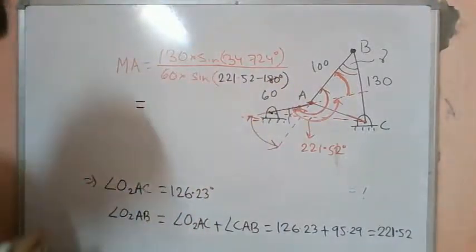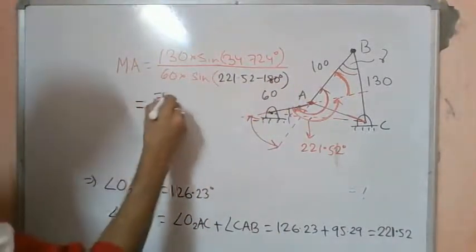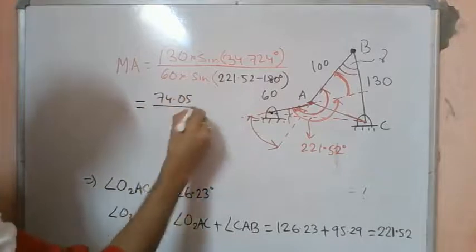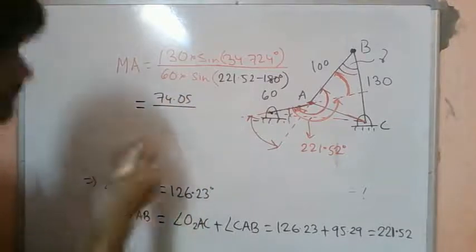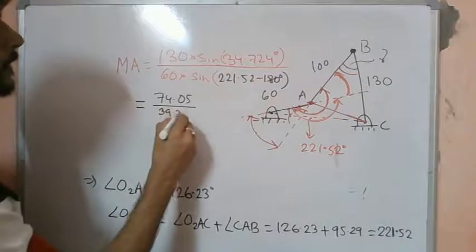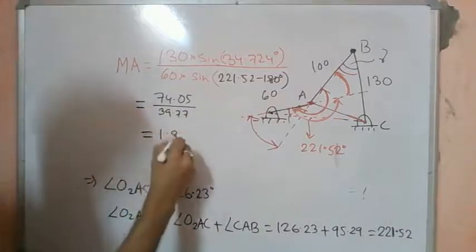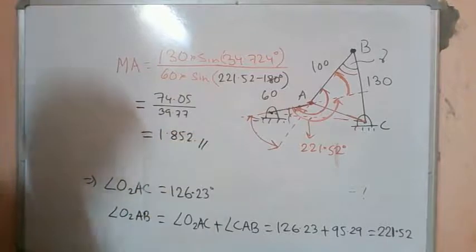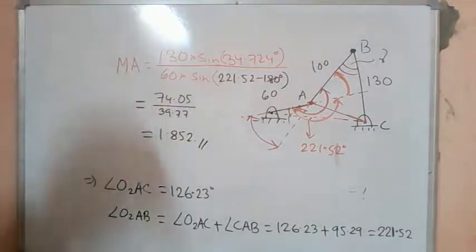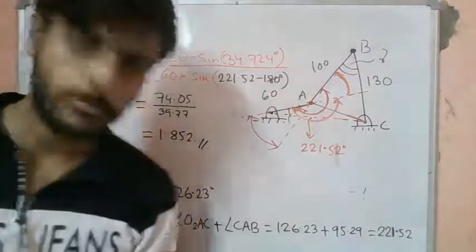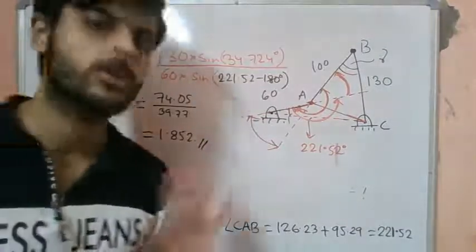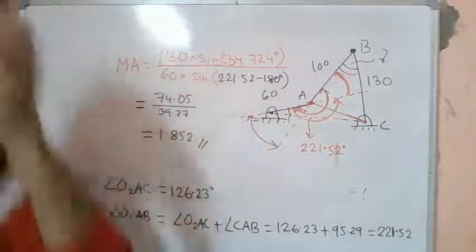From this we get 74.05 divided by 39.77. We get the mechanical advantage as 1.8. So this is the mechanical advantage. This is a complex type of problem that we have solved. We have tried to find out the mechanical advantage for a particular 4-bar mechanism.